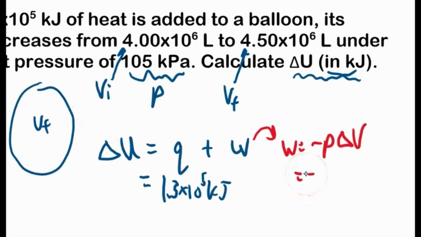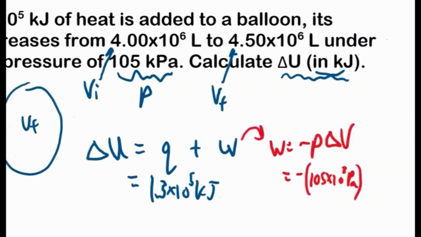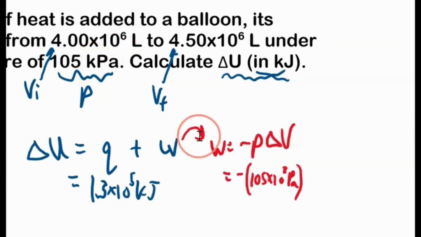So this is negative 105. Now, we can be given any kind of units, and your prof will probably give you the wrong units in pressure because they like to do that. But when you're solving for work, pressure's got to be in pascals, or you got to convert it some other way. So I'm going to go straight to pascals. So that's times 10 to the 3 pascals here, because kilo means times 10 to the 3.